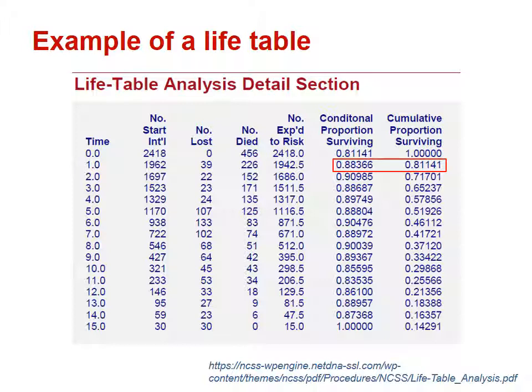The number of people at risk is the total number who started minus the number lost divided by 2. It is divided by 2 because, as discussed, censored patients are considered half a person at risk. The last two columns are the conditional proportion of survivors, which is the survival in that time period, and the cumulative proportion of those surviving, the survival for the whole study up to that point.